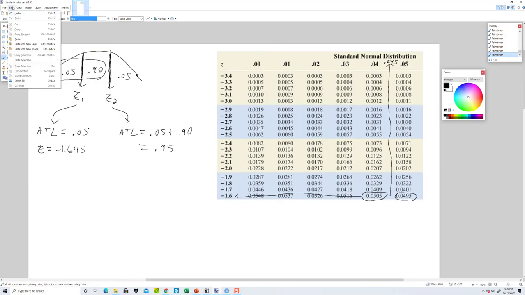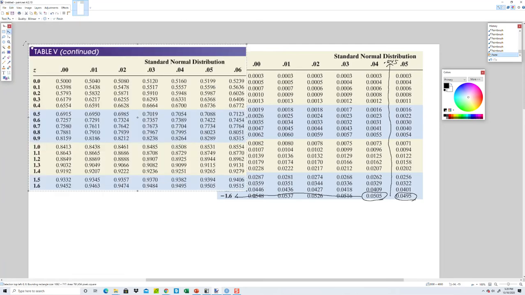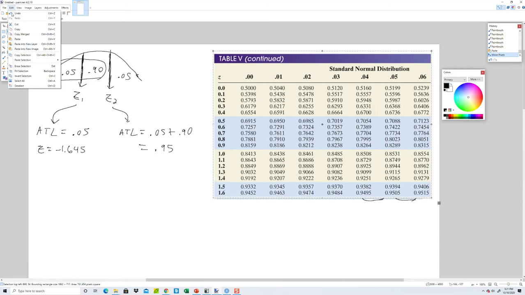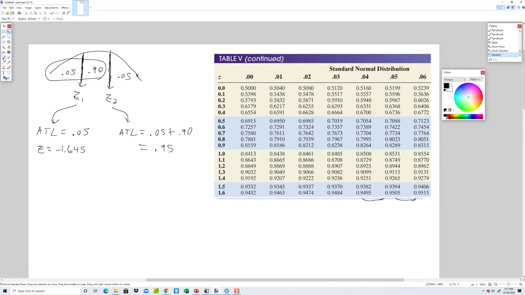And let me paste that in. Okay, so we're looking for the value closest to 0.95 in here. And this is very similar to the other one. It's this one. This one is 0.0005 away. This is 0.0005 away. So again, it's halfway in between.